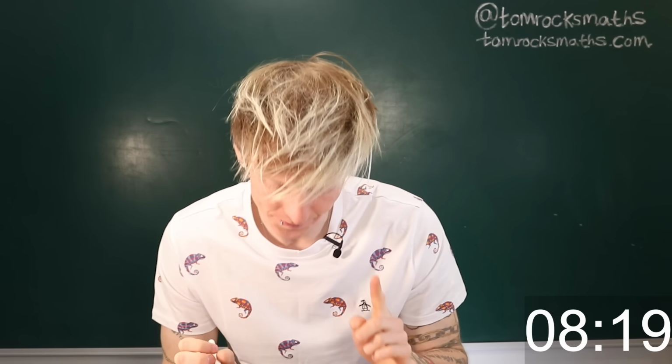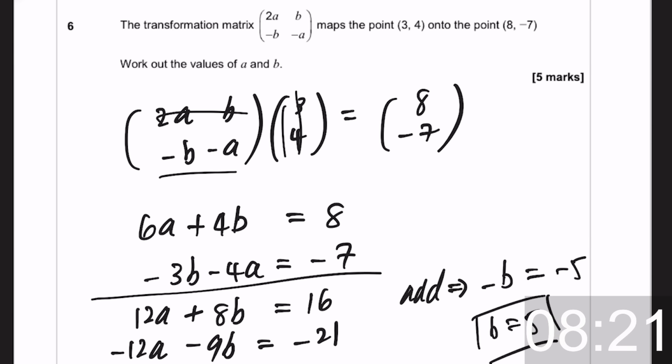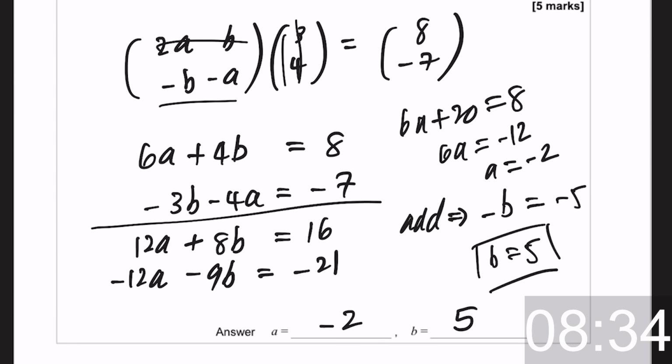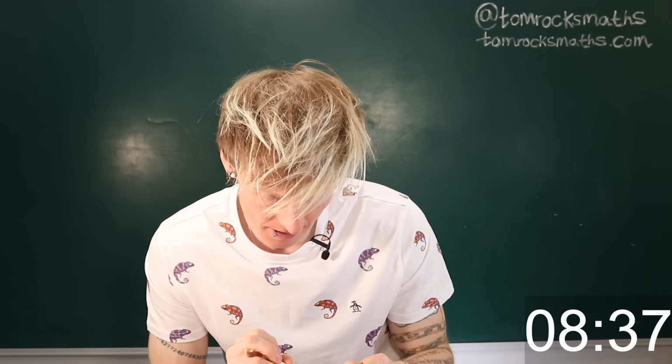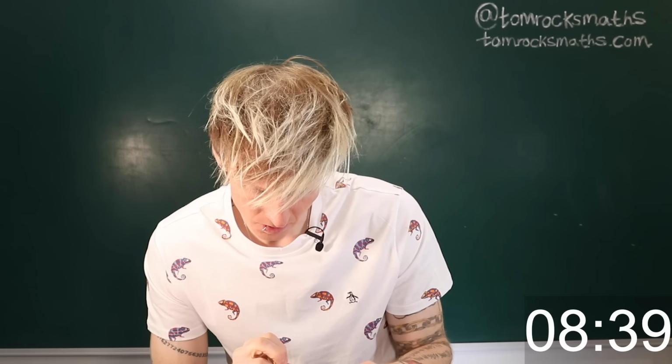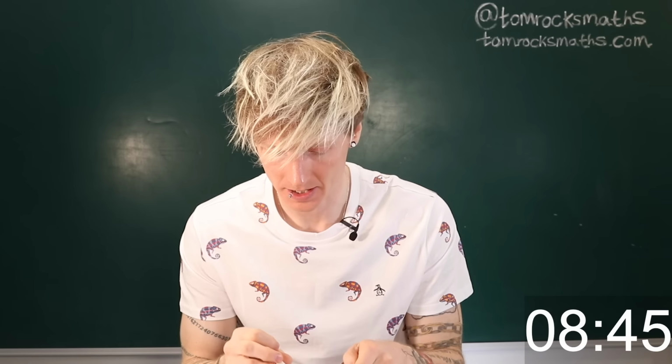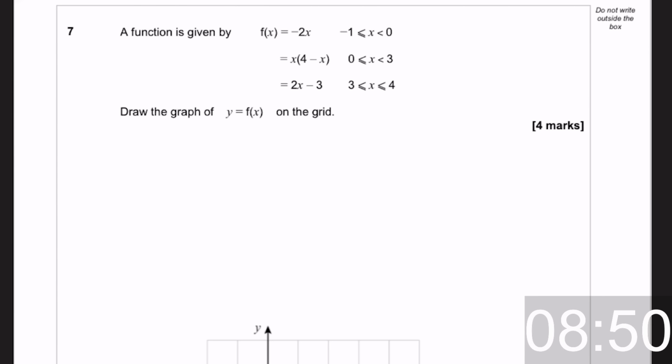See if this makes sense. So if b is 5, then in here I've got 6a plus 20 equals 8. So 6a is minus 12, so a is minus 2. Okay, so a is minus 2, b is 5. Let's double check that makes sense. 6a, so minus 12 plus 20 is 8. Good. Minus 3 times b, minus 15 plus 8 is minus 7. Yes, happy. Right, question 7.